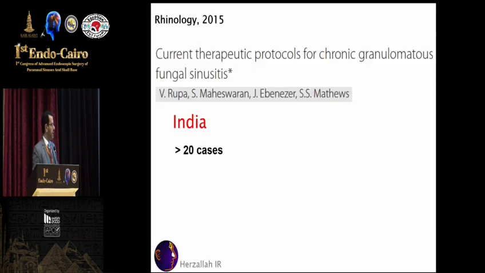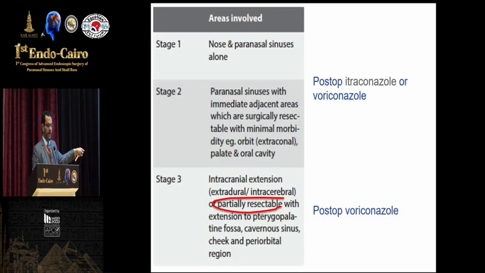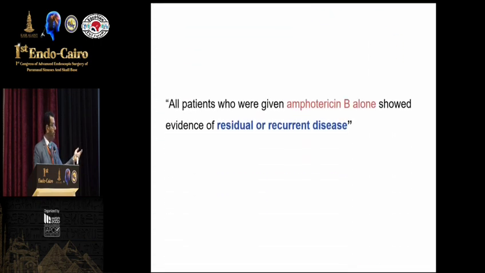I'm going to show you our own case. More than 20 cases from India, and what they came up with is a pretty cool classification. If you have a completely resectable lesion, then you can go for postoperative itraconazole or voriconazole. Itraconazole is more economic. While if you have a partially resectable lesion, go and resect the parts that are practical to resect and go for postoperative voriconazole. And then all patients that they showed in their series with amphotericin B treatment alone showed recurrence or residual.